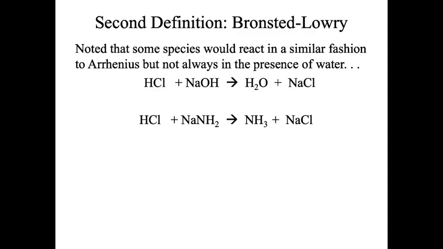The base did not have to have hydroxide, though. So we can't use the Arrhenius definition anymore. But in all cases, what did the base have to do? What is the acid getting rid of? A hydrogen ion. What must the base do for the acid to get rid of the hydrogen ion? It has to absorb it. So our Bronsted-Lowry definition is a proton acceptor or a hydrogen acceptor.